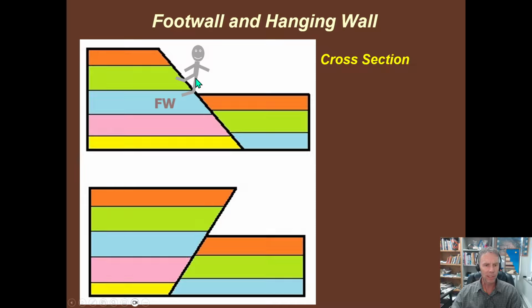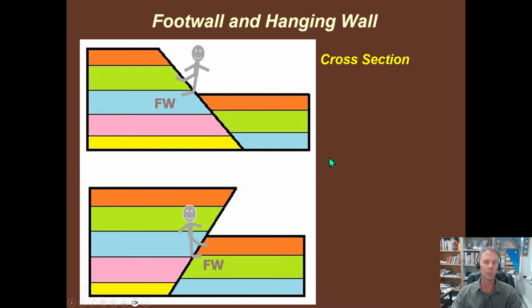And I draw my stick figure so that their feet, their big size 16 sneakers there, are sitting directly on the fault. And that makes the side with their feet the footwall. So this would be the footwall side of the fault. Excuse me. And if I do the same thing with the lower diagram, notice I get my stick figure drawn with them standing right on the fault plane and their big size 15, 16 sneakers here. And so that makes this side of the fault the footwall.